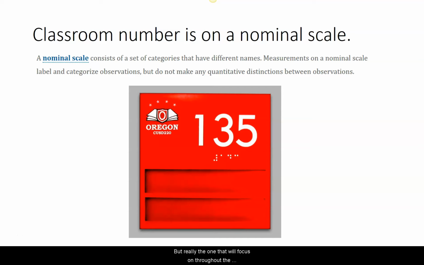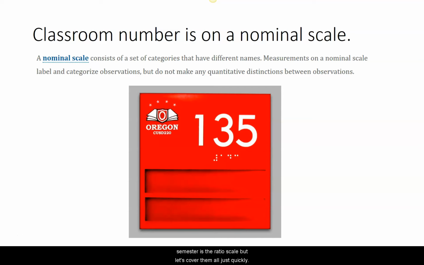Let's talk about scales. There are four scales that we'll mention here to be complete as part of your chapter. But really, the one that we'll focus on throughout the semester is the ratio scale. But let's cover them all just quickly.